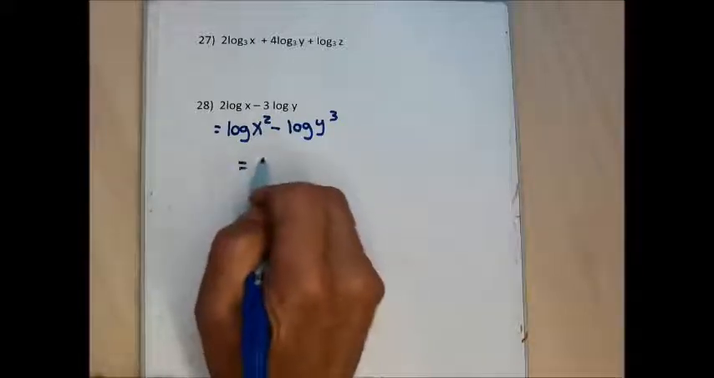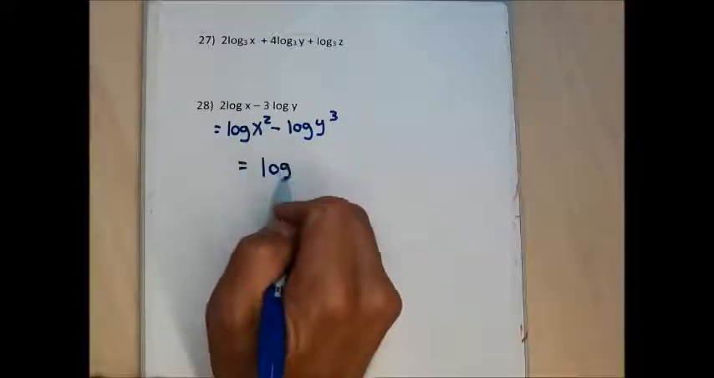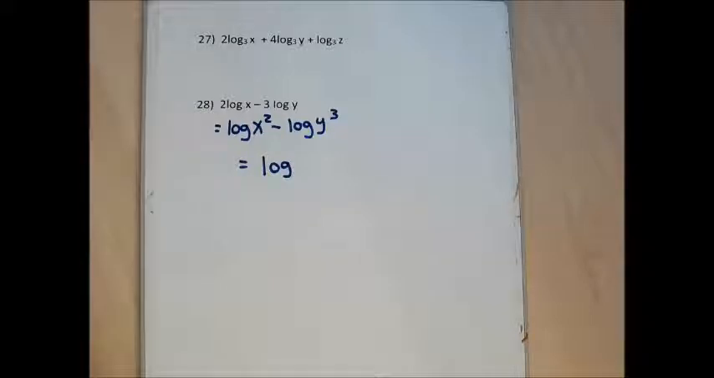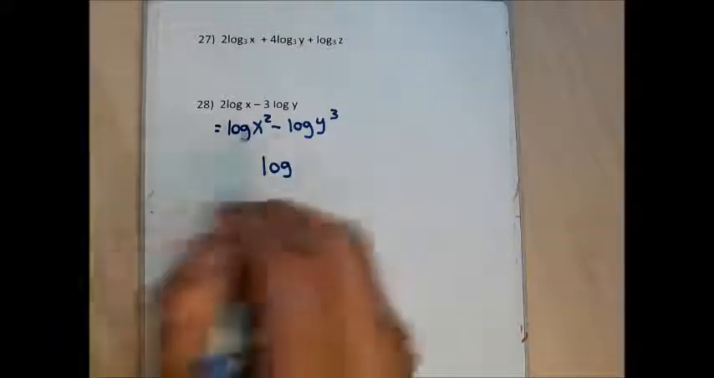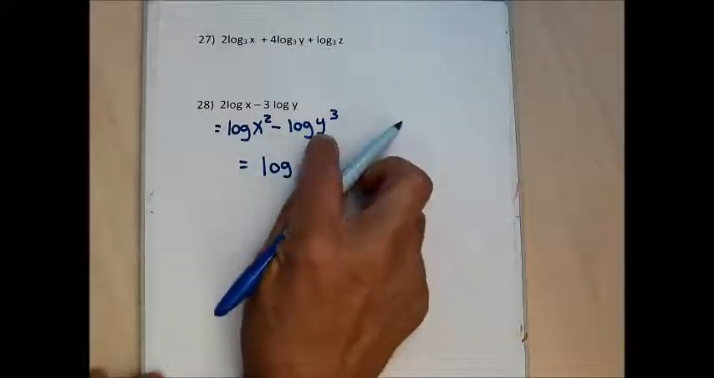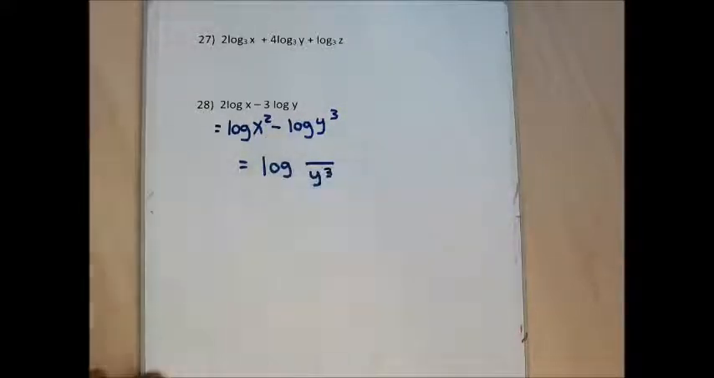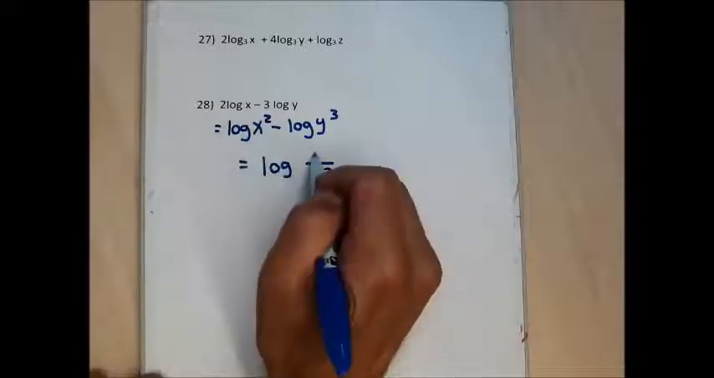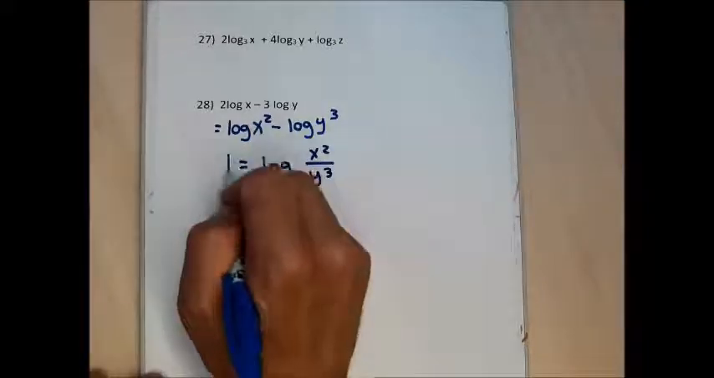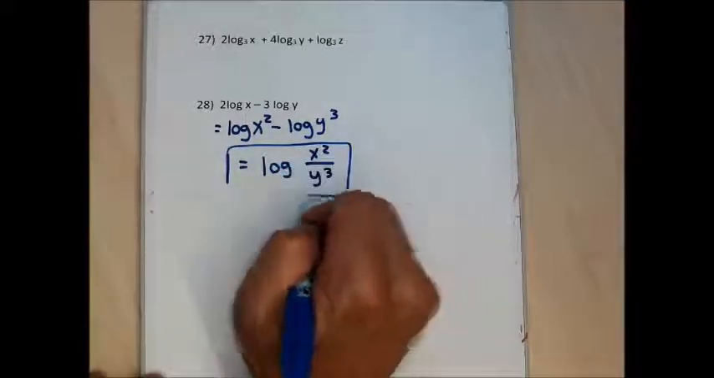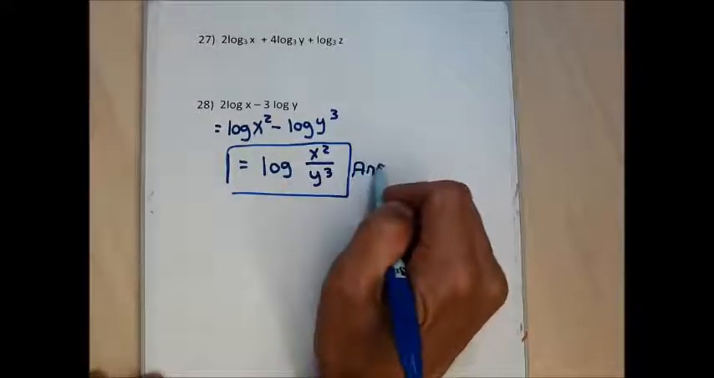Now when I go to create 1 log, the only thing I can have is multiplication or fractions. And in this case, I'm going to get a fraction because the y has a minus in front of it. The y cubed is going to wind up in the denominator of the fraction. And the x squared is going to wind up in the numerator because it doesn't have a minus in front of it. This would be my answer to problem 28.